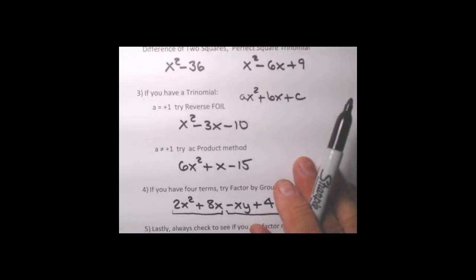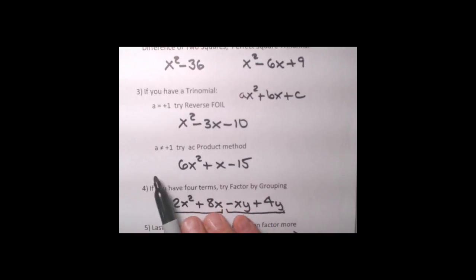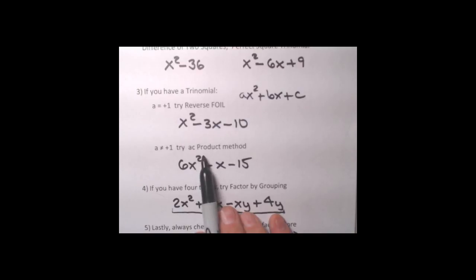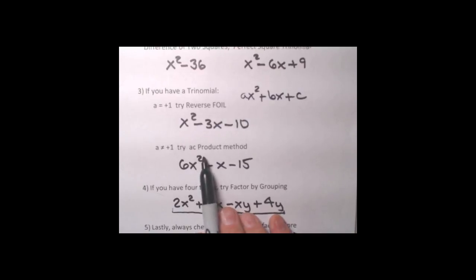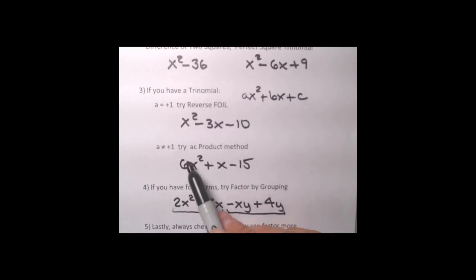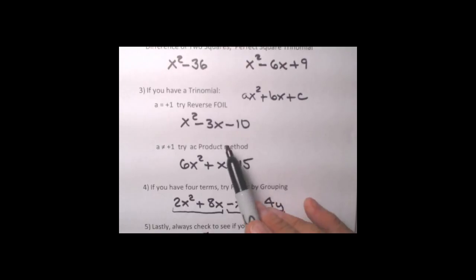Well, what happens if you don't have a nice plus 1 in front? Okay, like this example here, we've got a 6 in front of the x squared, and there's no GCF we can pull out to get rid of that 6. So the a is not equal to plus 1. There's more interaction, and one of the methods that folks often use is known as the AC product method. It first starts out by taking the a value, 6, times the c value, 15, and going on from there.